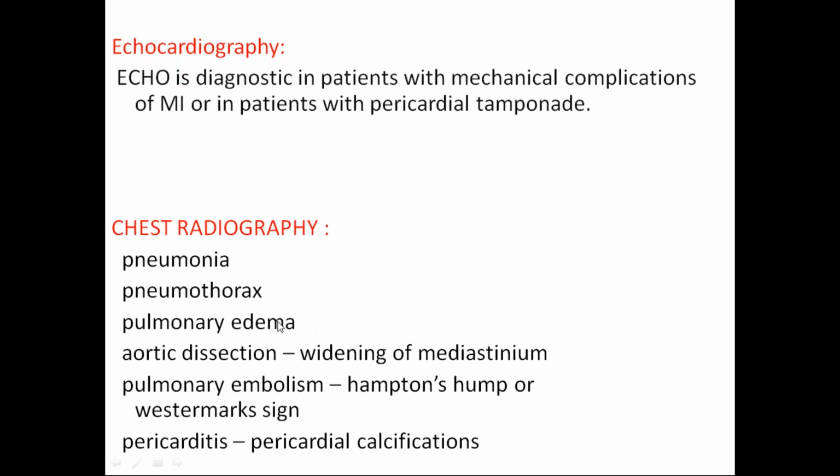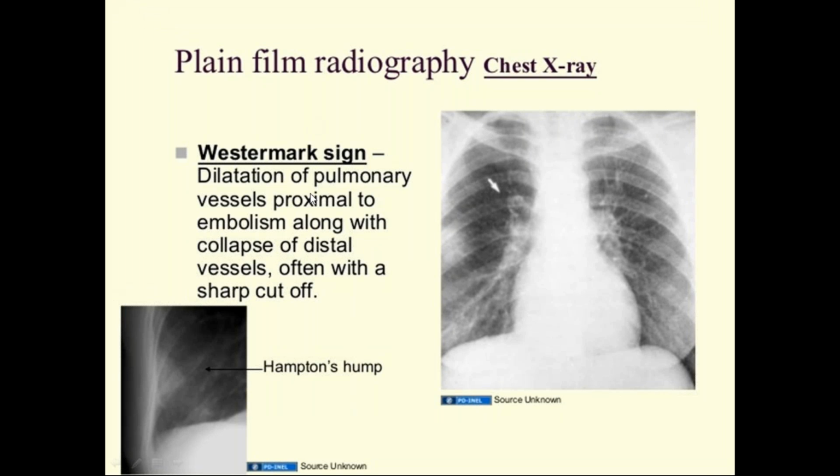And in pulmonary edema, you can easily see the batwing appearance and blunting of the costophrenic margins. And in aortic dissection, you can easily see widening of the mediastinum. In pericarditis, you can see, which I have discussed, Hampton's hump and Westermark's sign.